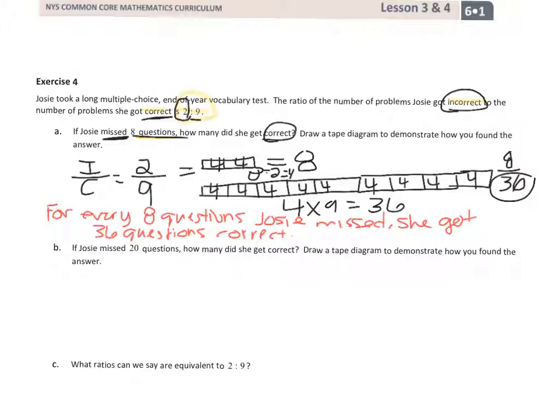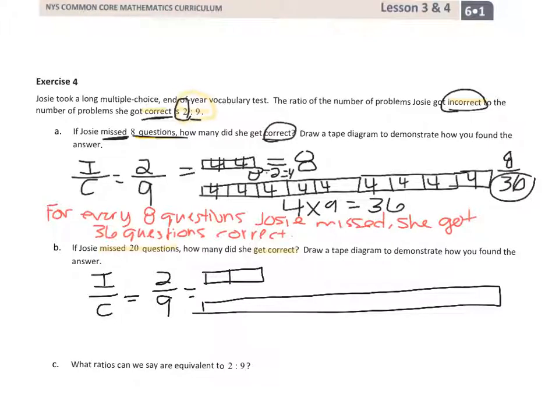If Josie missed 20 questions, so now she missed 20 questions, how many did she get correct? Draw a tape diagram to illustrate this. So we're going to write our labels again. So we have incorrect to correct, and our original ratio was 2 to 9. We're going to make that tape diagram. So here's 2. And then we're going to have our 9. And it says she missed 20. This top diagram is the one representing missed, so this equals 20.